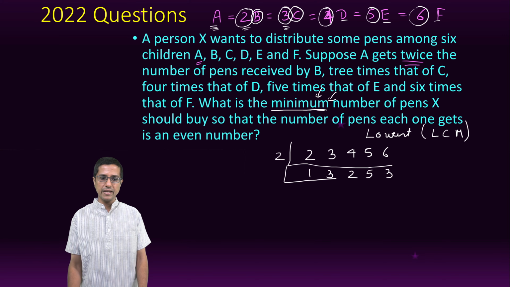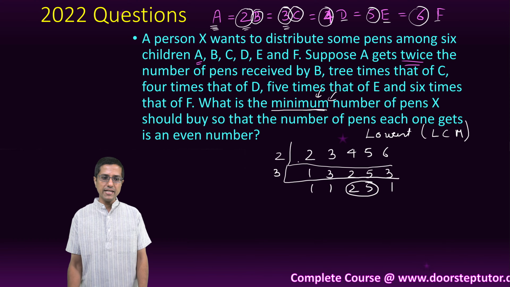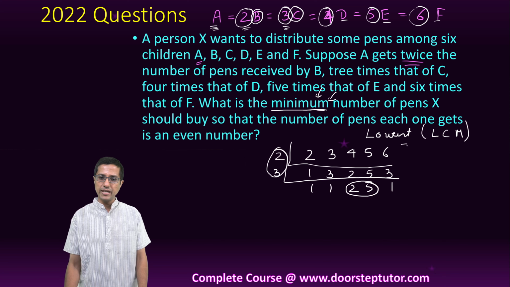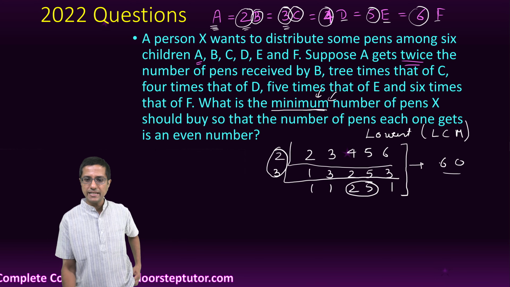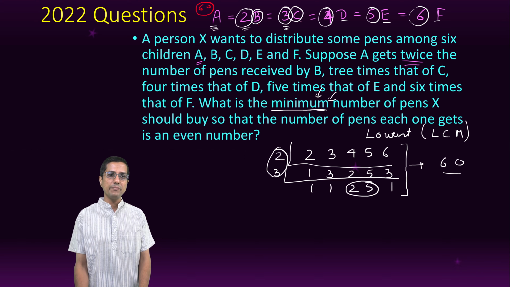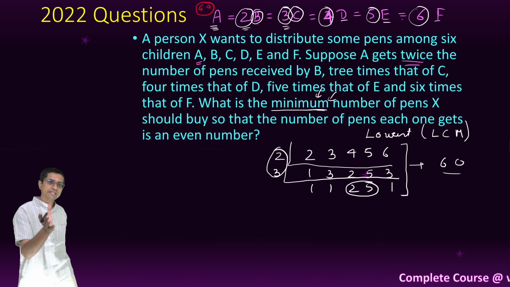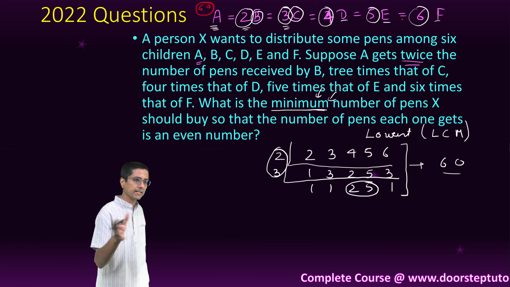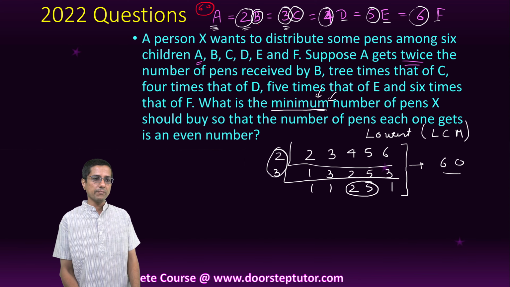And then 3 is again common, so we'll just divide by 3. 1, 1, 2, 5, 1. So 5 2s are 10, 3 2s are 6. So the LCM comes out to be 60. Now if I assign that the number of pens given to A is 60, then I am guaranteed that B, C, D, E and F would be natural numbers, because 60 is divisible by 2, 3, 4, 5 and 6, 100%.